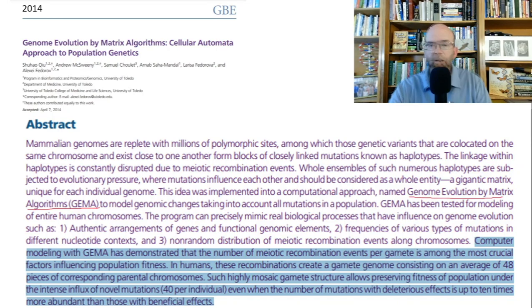Look down here at this. Even when the number of mutations with deleterious effects, not neutral or near neutral, but deleterious, having negative fitness effects, is up to 10 times more abundant than those of beneficial effects, right? They're saying, even in that situation, the highly mosaic gamete structure allows preserving fitness in a population. Means there isn't genomic decay, right? Individuals are as fit today as they were 10 generations ago because of the factors that they're looking at. And this particular analysis uses genome evolution by matrix algorithms. This is from 2014, so this is before Carter's paper.